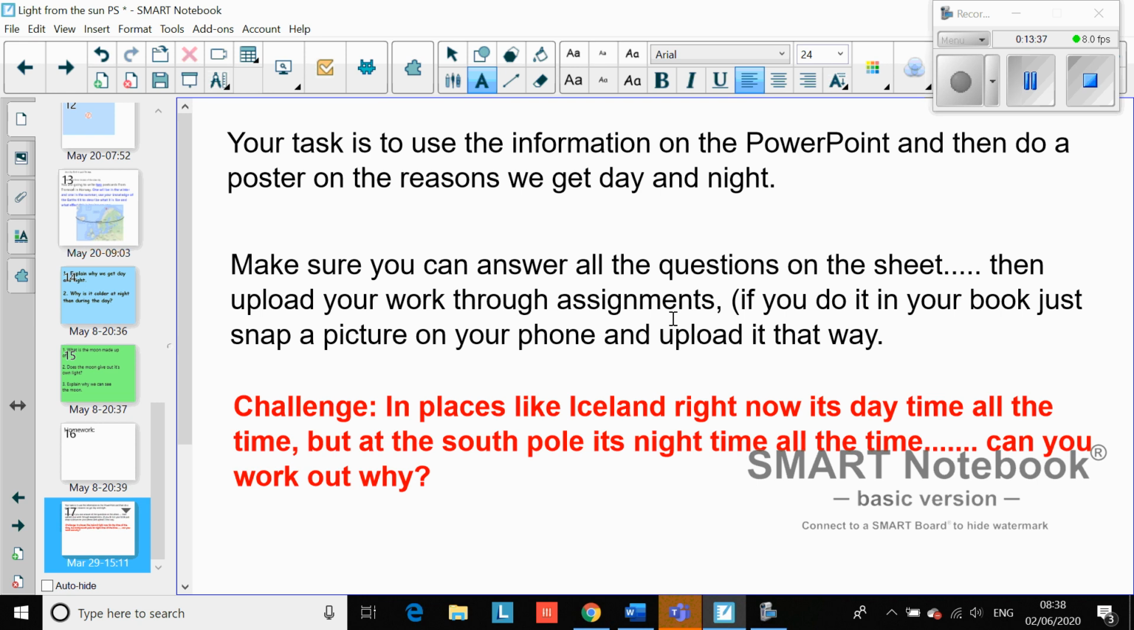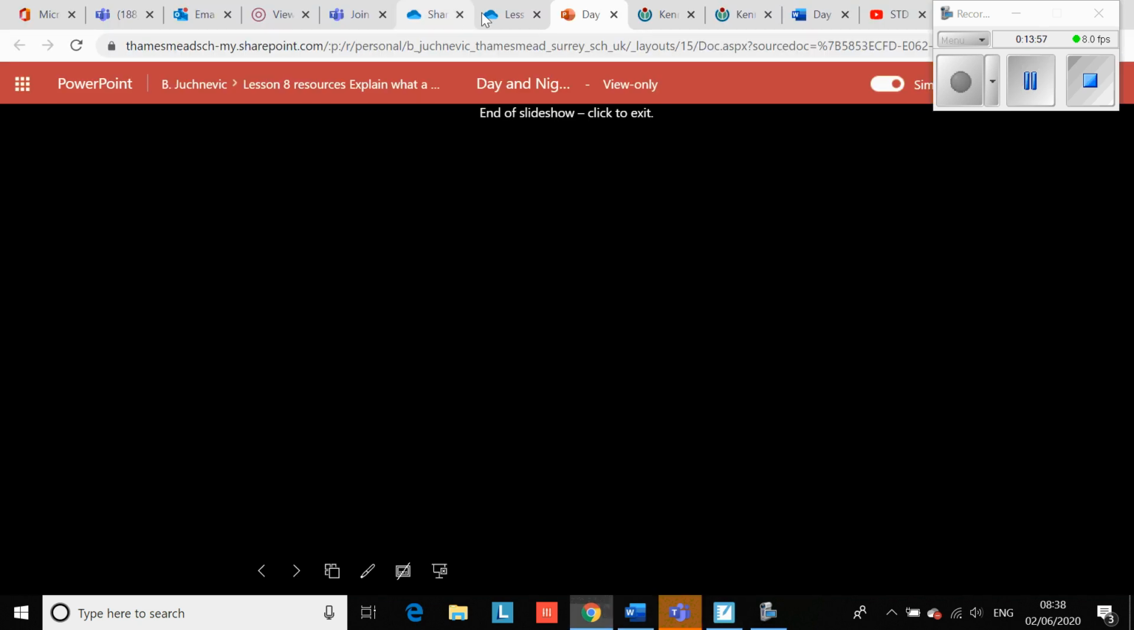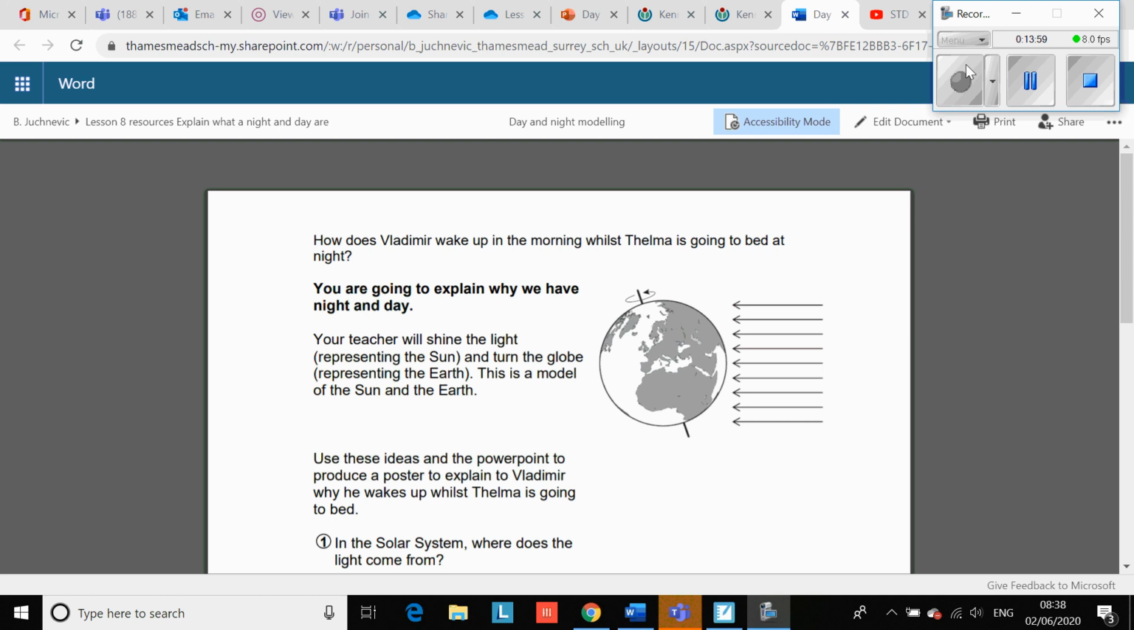And then as a challenge, in places like Iceland, so far north within the Arctic Circle, right now it's daytime all the time. But at the South Pole, it's nighttime all the time. Can you work out why? Okay, and if you can do a little extra explanation on that. So, just to quickly show you one other thing.